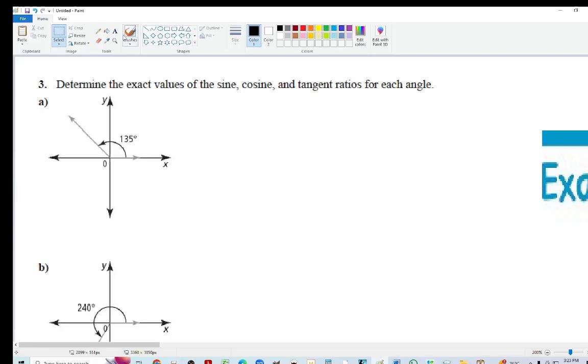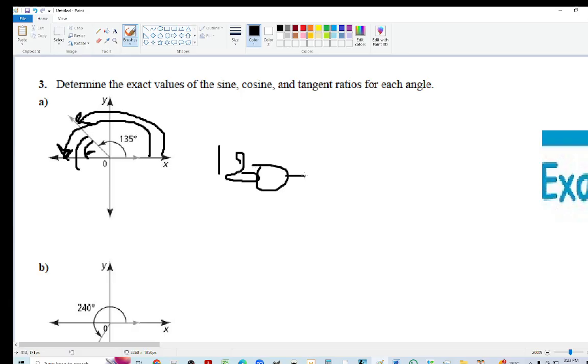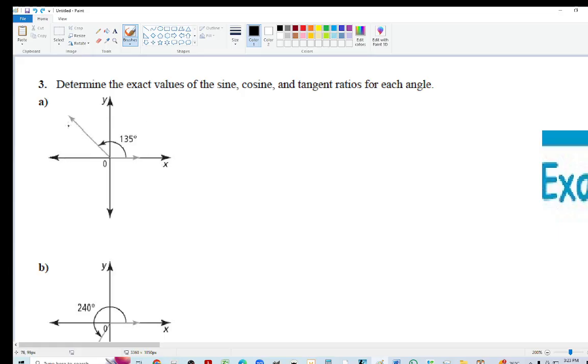Okay, to figure this out, we actually have to figure out this angle over here. If you look, it's 180. If this is 180 to here, and this is 135 to here, how much is that extra angle? Well, it's clearly 180 minus 135. It's 45. So if we draw the line straight down, we have a right angle triangle where the angle here is 45. At that point, I now know my angle that I'm working with.